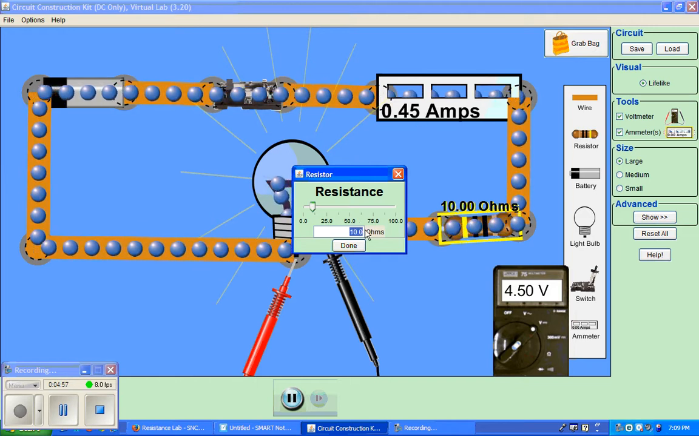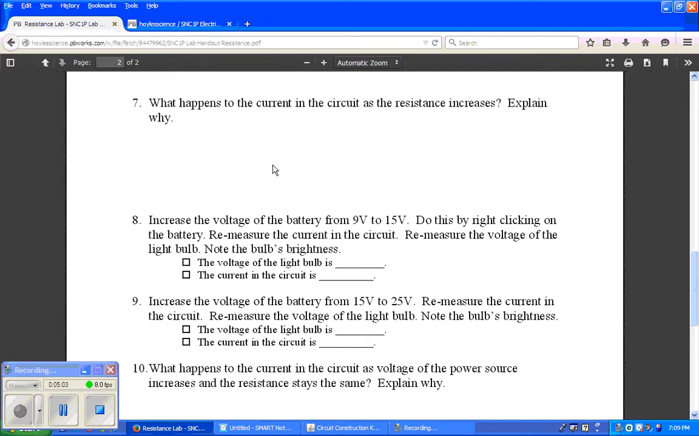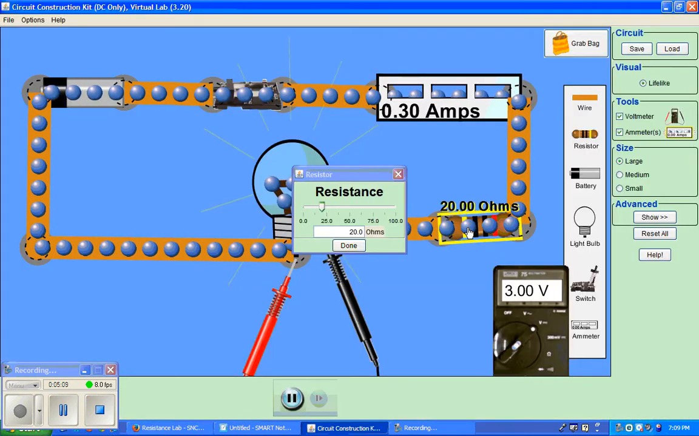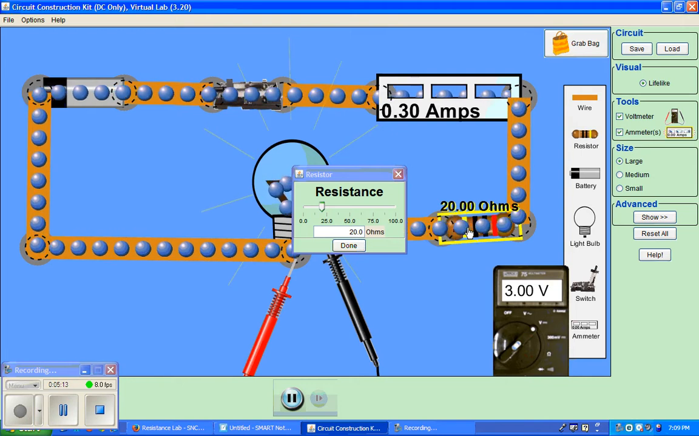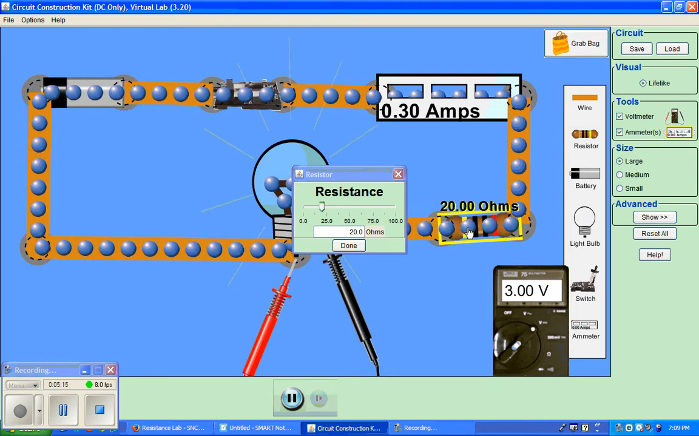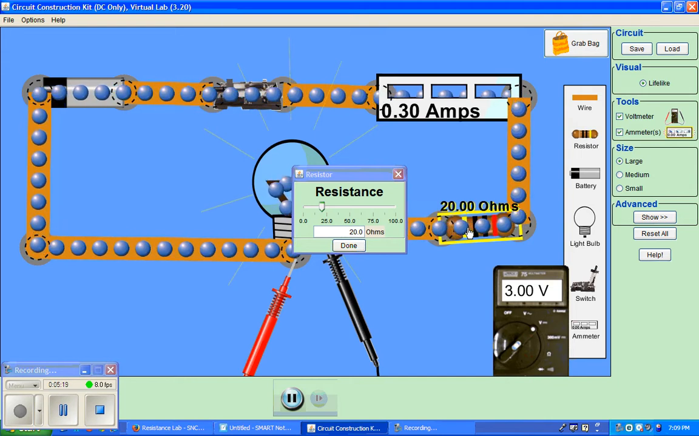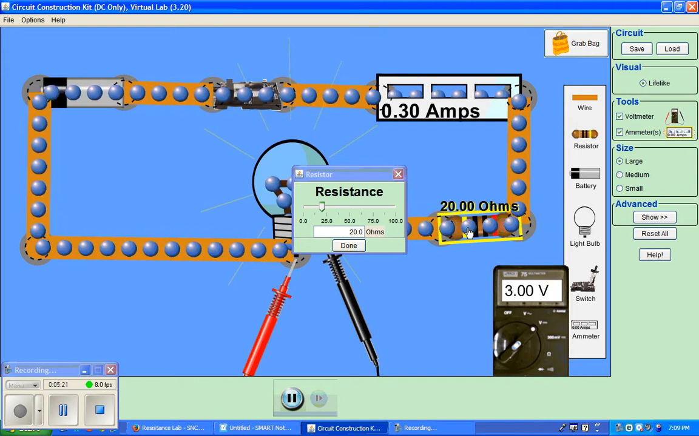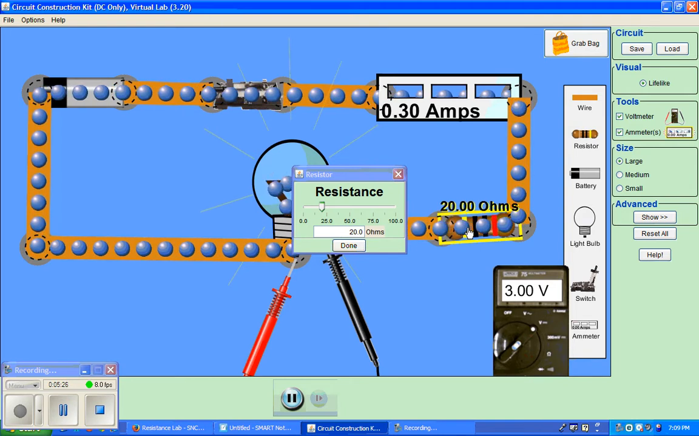Okay, if I go back to 20 ohms, our current goes down to 0.30 amps. So what happens to the current? As the resistance increases, the current goes down. Why? Again, the resistor, what's its job? Its job is to slow the flow of electrons. It pushes back on the flow of electrons, like putting rocks in a riverbed, okay? That's going to slow the flow of water through the river, at least somewhat, okay?